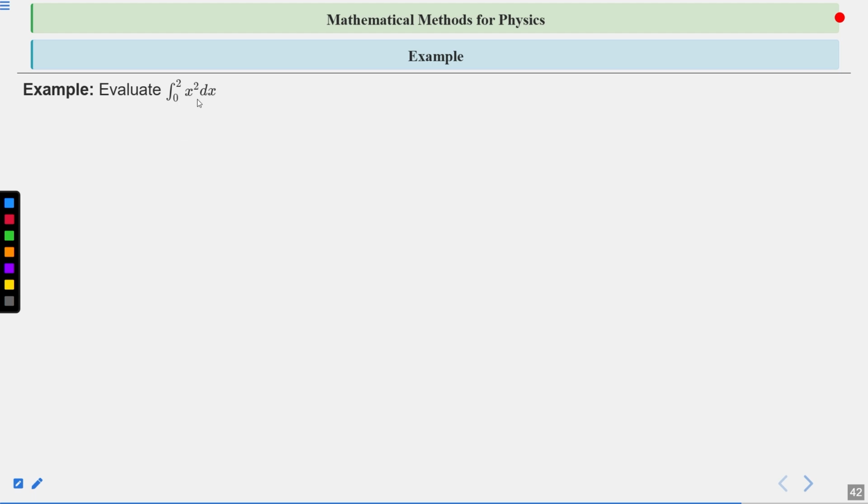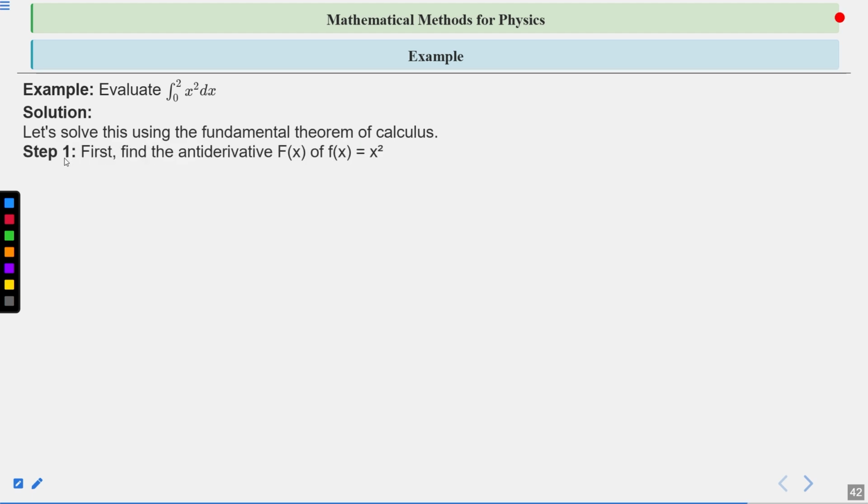Evaluate integration of x square dx, where the initial limit is 0 and the final limit is 2. Please solve this question. Solution. Let's solve this using the fundamental theorem of calculus. First, find the antiderivative of f of x equal to x square. It will be x cube divided by 3, since the derivative of x cube divided by 3 with respect to x is equal to x square.